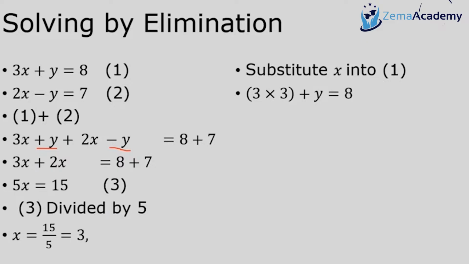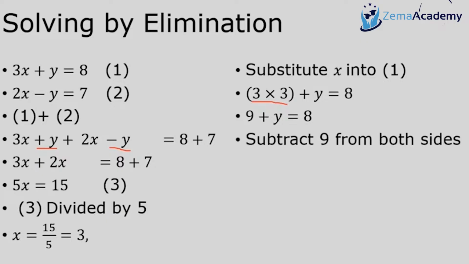So here I'm going to put 3 back into x. So now rather than having 3x + y = 8, I've got 3 times 3 + y = 8. Take that down, 9 + y = 8. So I subtract 9 from both sides, giving me y = 8 - 9, which equals -1. And that gives me the value for y.